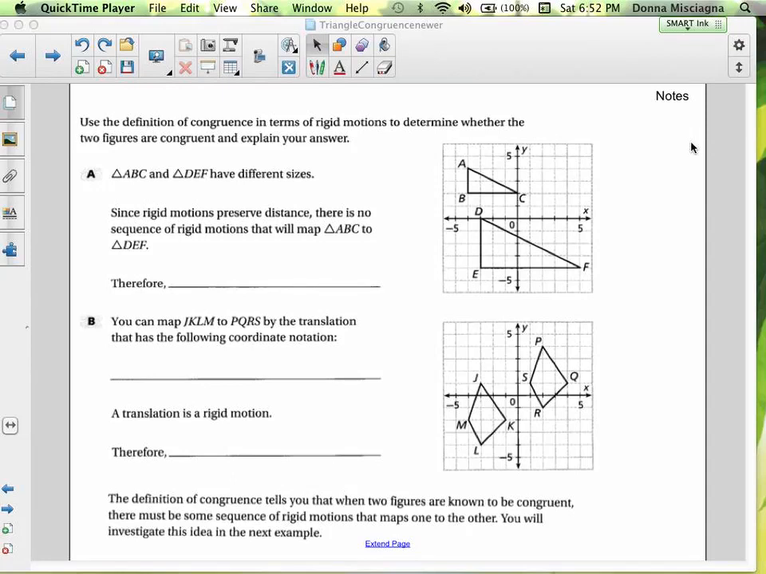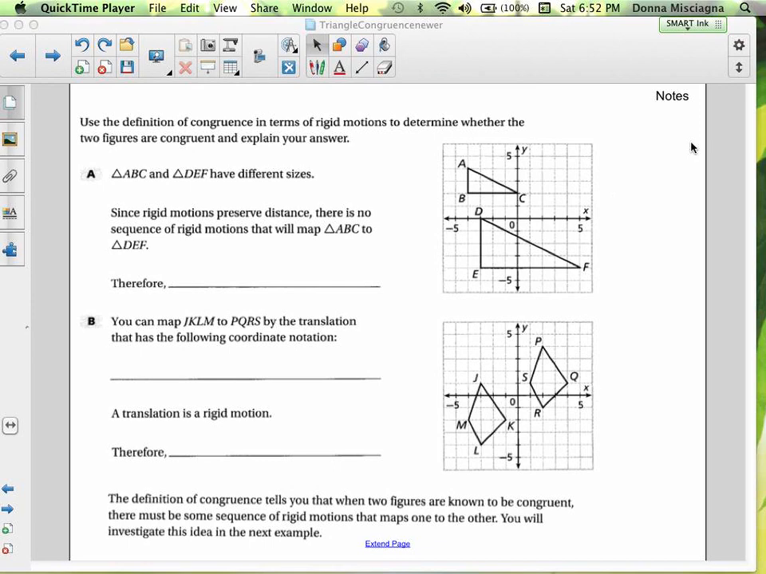Welcome back. So now we're going to do two problems that are in your notes, and we're looking at congruence transformations. All right, so we're going to use the definition of congruence in terms of rigid motions to determine whether the two figures are congruent and explain your answer.